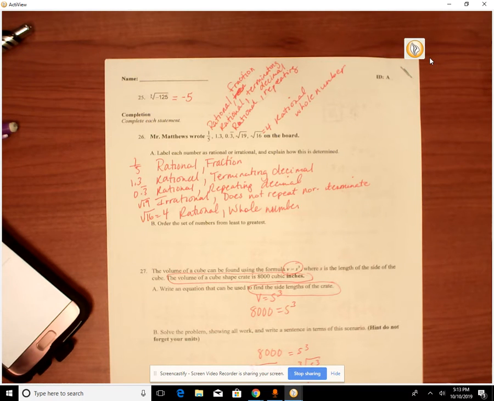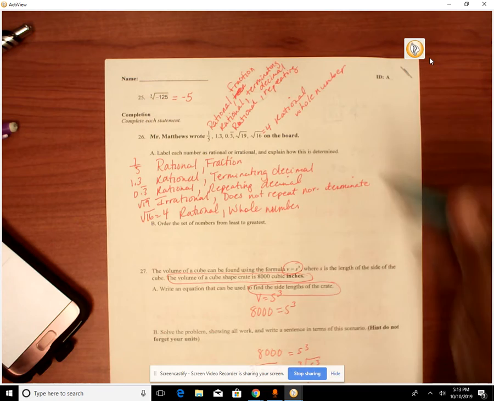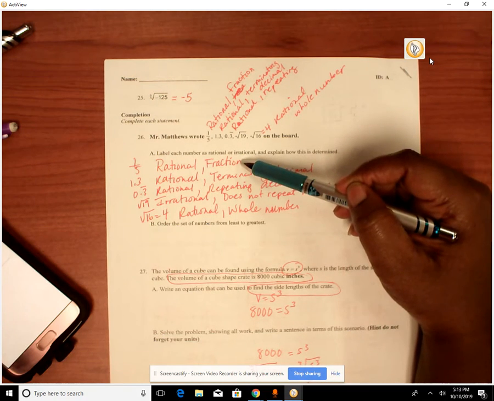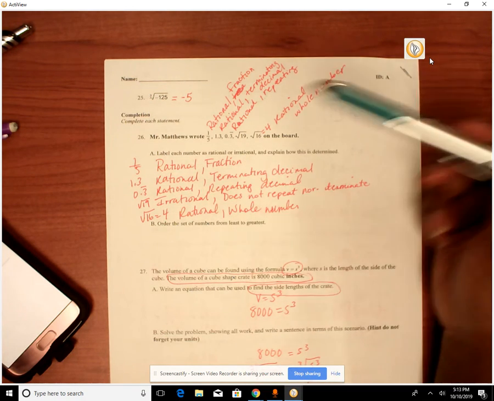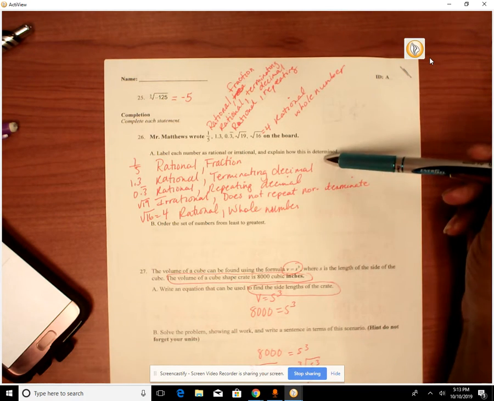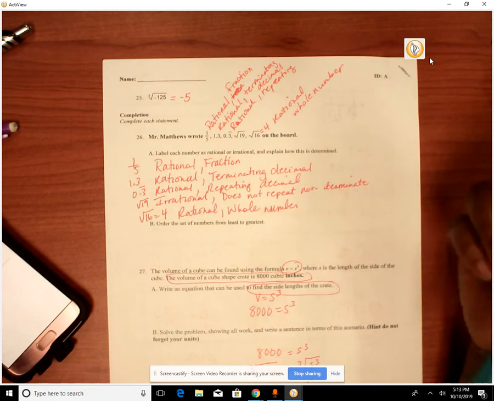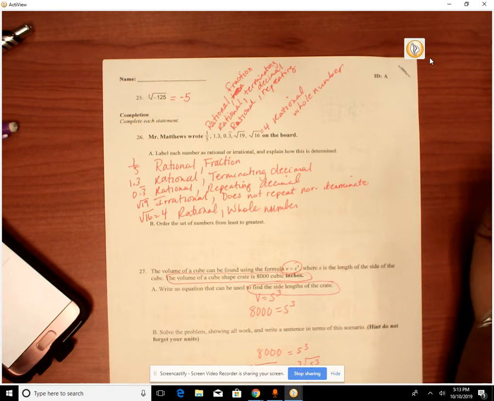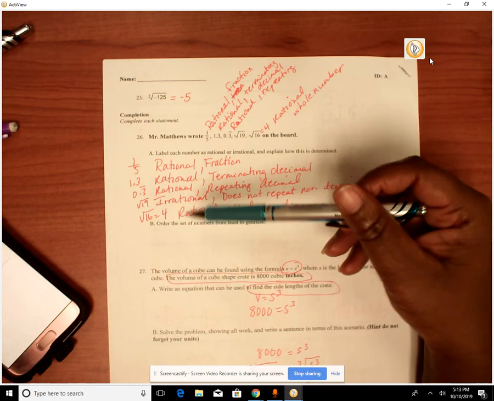So when I was waiting on the video to start again, I went ahead and wrote it underneath. Rational because it is a fraction. 1/5 is a fraction. 1.3 is rational because it's a terminating decimal. 0.3 repeating is a repeating decimal and that makes it rational.